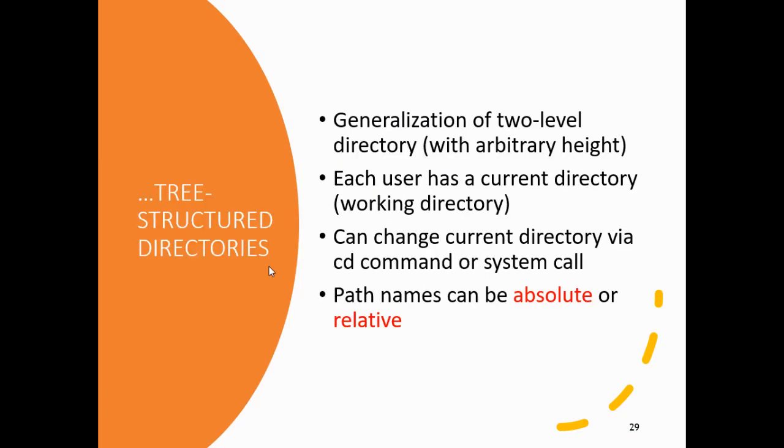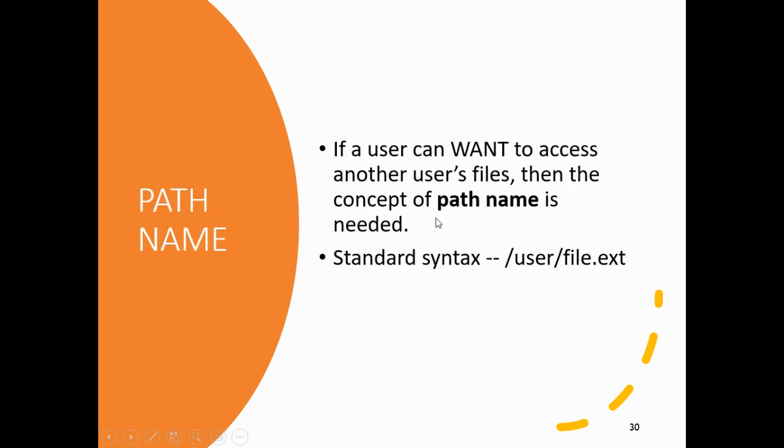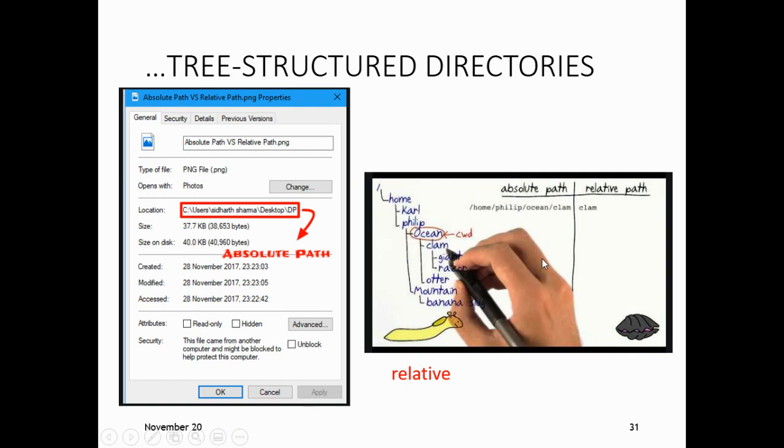So this is what we call the path name. This is a syntax. We have two types of path name: one is the absolute path and one is the relative path. The absolute path is the exact location of a particular file. This is the path, this is the file name .png, and this is the absolute path.